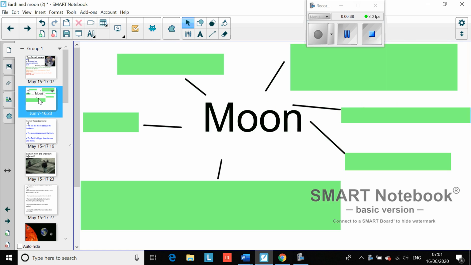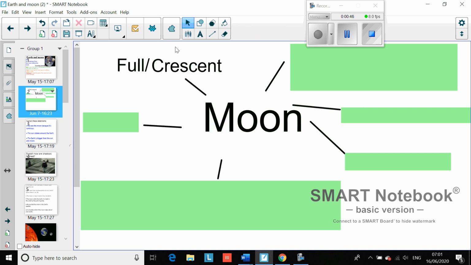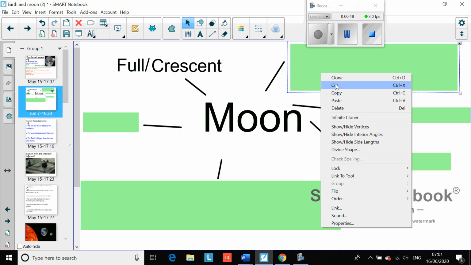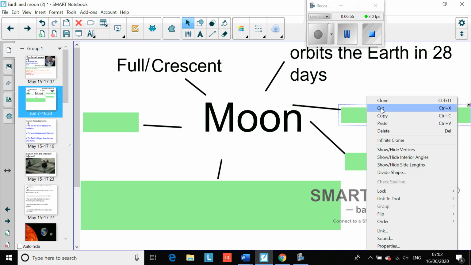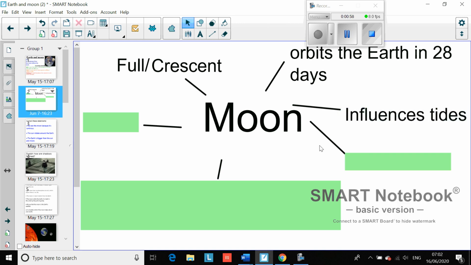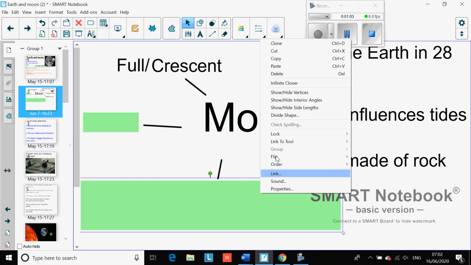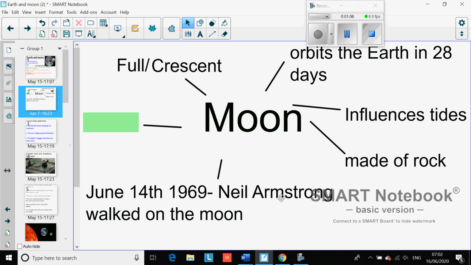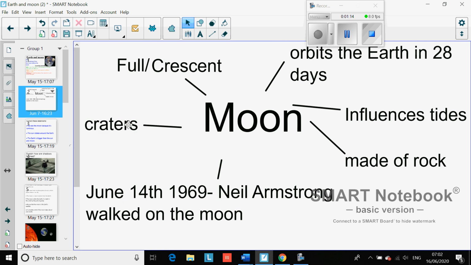So, to begin with, a few things about the moon, hopefully, you might already know from your research. There is something called a full and a crescent moon, but what does that mean? It orbits the Earth in 28 days, so it goes around the Earth. It can influence tides, and I'm going to explain how that happens. It's made of rock. On June 14th in 1969, Neil Armstrong became the first man to walk on the moon. And there are lots of craters on the moon because it's been hit by lots of meteors in its history.